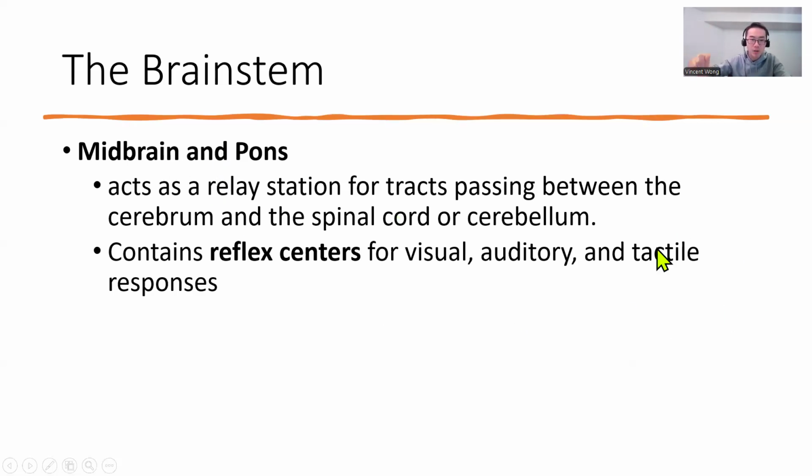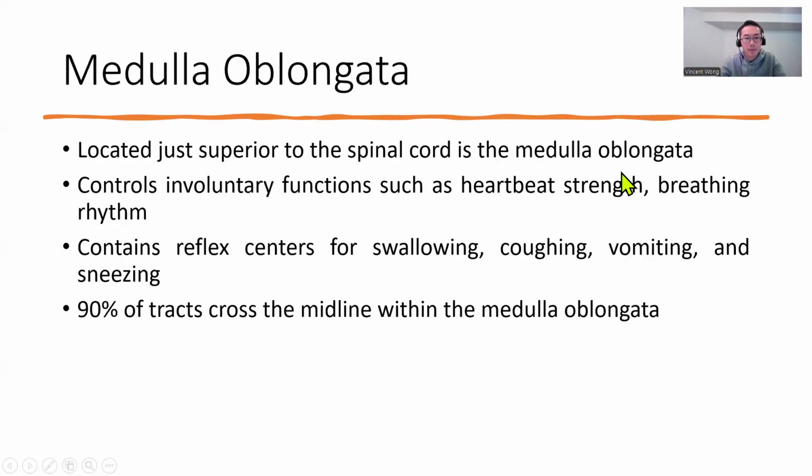Tactile is related to touch. Sometimes if you touch something, that causes you to recoil because you are afraid of it. For example, my kid just picked up something from the floor. She thought it was like a little dust ball, but it turns out to be like a bug. And then she just recoils and jumps and screams, right? That's a tactile response, okay? And part of it is carried out in the midbrain and the pons.